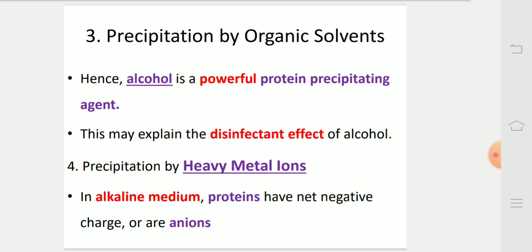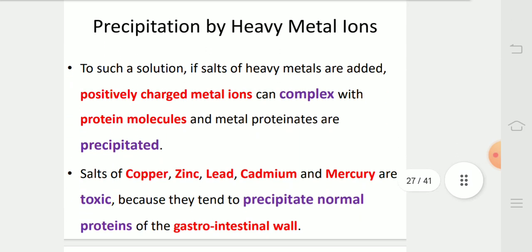Fourth is precipitation by heavy metal ions. In alkaline medium, proteins have a net negative charge, or they are anions. To such a solution, if the salts of heavy metals are added, positively charged metal ions can complex with protein molecules and metal proteinates are precipitated. Salts of copper, zinc, lead, cadmium, and mercury are toxic because they tend to precipitate normal proteins of the gastrointestinal wall.